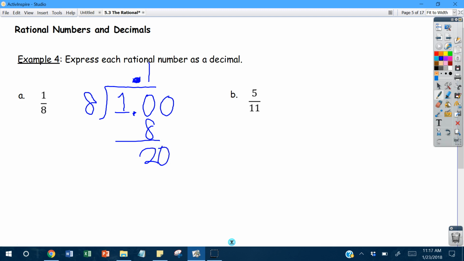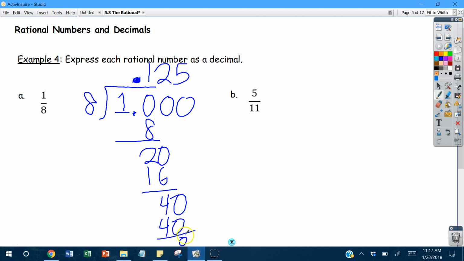This turns into a 20 then. 8 goes into 20 twice with a remainder of 4. And I'm going to keep going one more time. So I'll put another 0, bring it down. Then 8 goes into 40 exactly 5 times. Do the multiplication, you end up with 0 remainder.